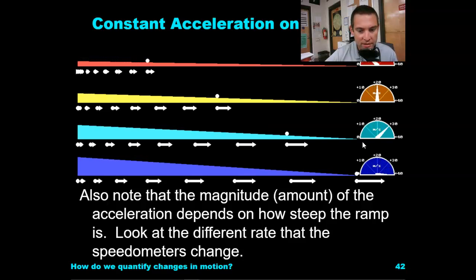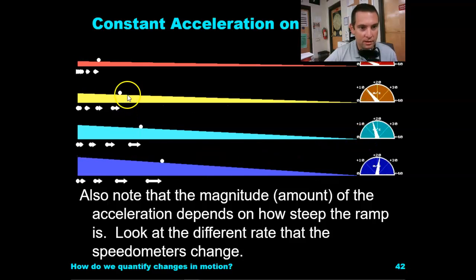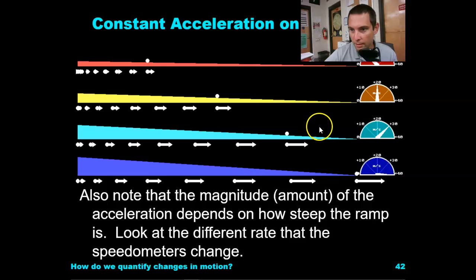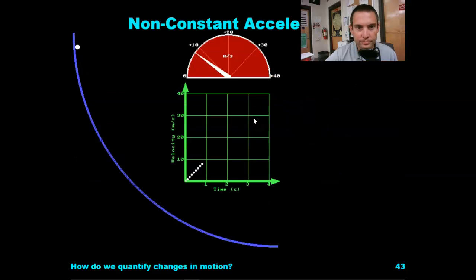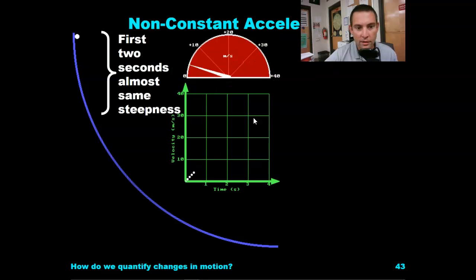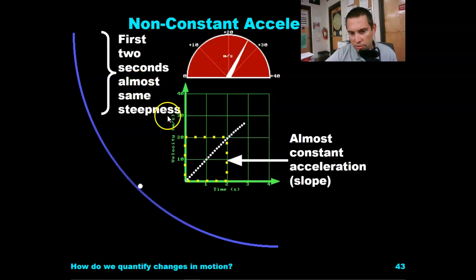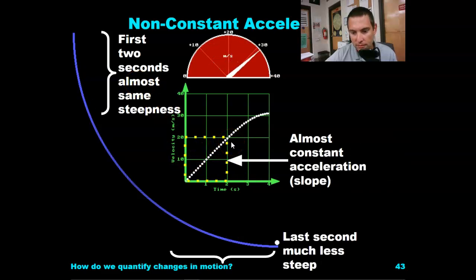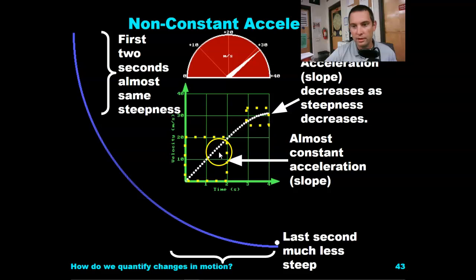The magnitude, or the amount, of acceleration depends on how steep the ramp is. Look at the different ramps here, and you'll see the speedometers changing accordingly. Non-constant acceleration. The first 2 seconds almost have the same steepness. It's almost a straight line. Almost constant acceleration. The last second is much less steep. Acceleration, or the slope, decreases as steepness decreases, right? So our velocity is changing by a lot right here. It's picking up speed.